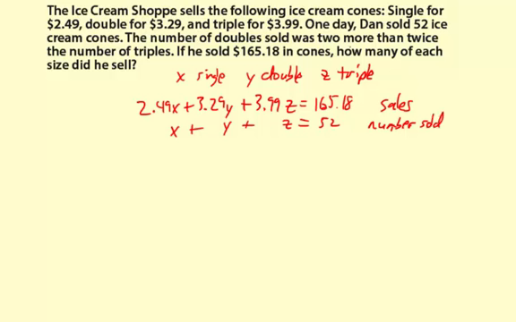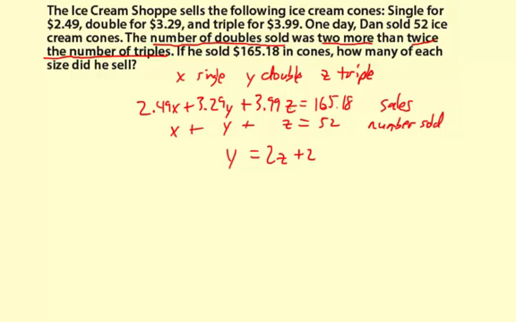Okay, now the third equation is a little bit more tricky. The number of doubles sold was two more than twice the number of triples sold. So the doubles, which is Y, equals two more than twice the number of triples. So the number of triples is Z, so it's 2 times Z plus 2, because it's two more than twice the number of triples. So if the number of triples is Z, two more than twice, you double, then add 2.